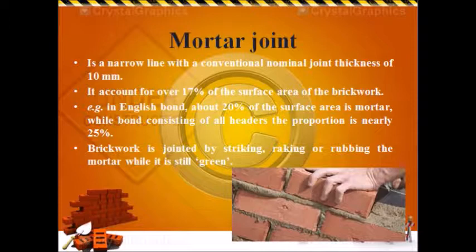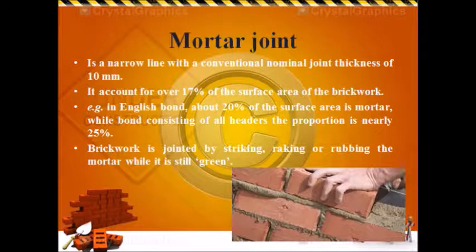Seterusnya adalah mortar joint. Mortar joint ni adalah narrow line with a conventional nominal joint thickness of 10 mm. Maksudnya, thickness mortar joint yang selalu digunakan adalah 10 mm. It accounts for over 17% of the surface area of the brickwork. For example, in English bond, about 20% of the surface area is mortar, while bond consisting of all headers, the proportion is nearly 25%.